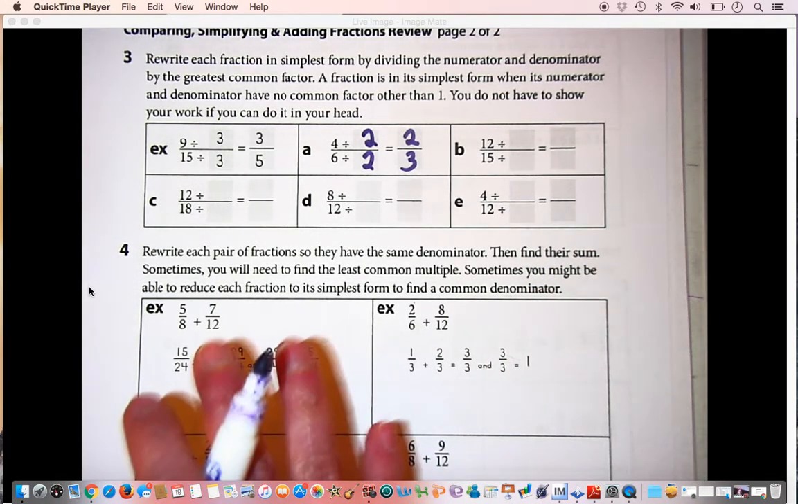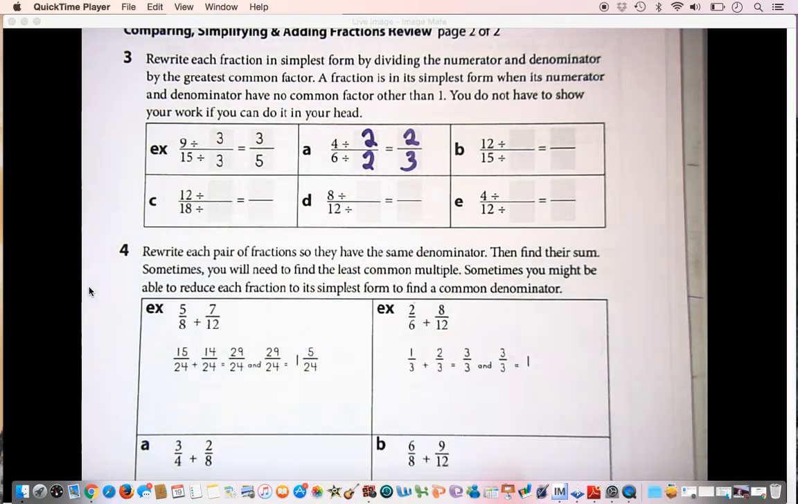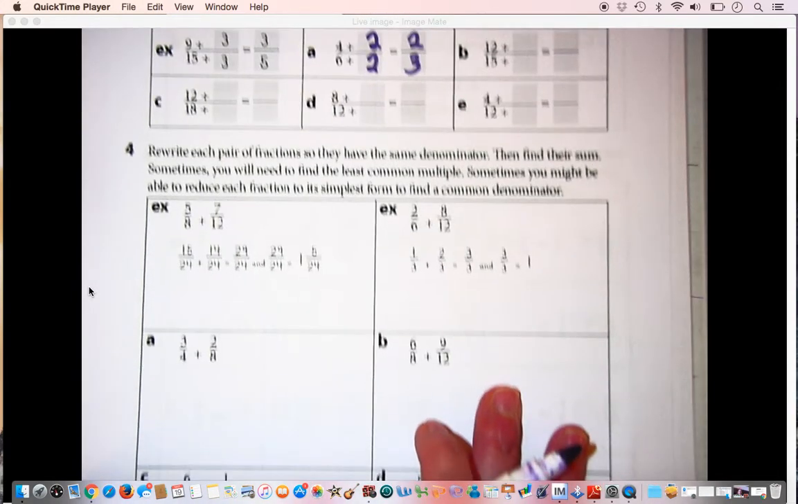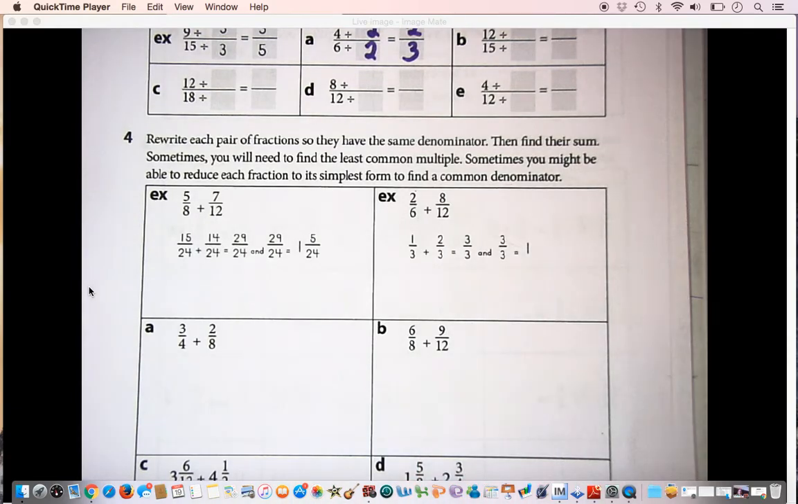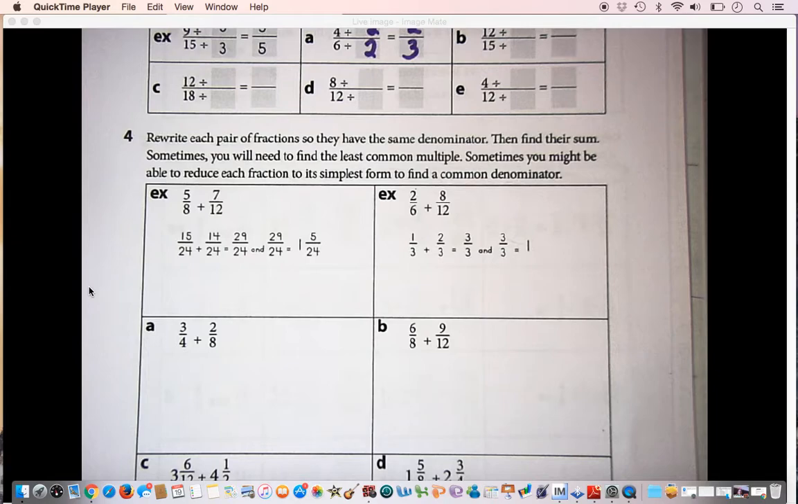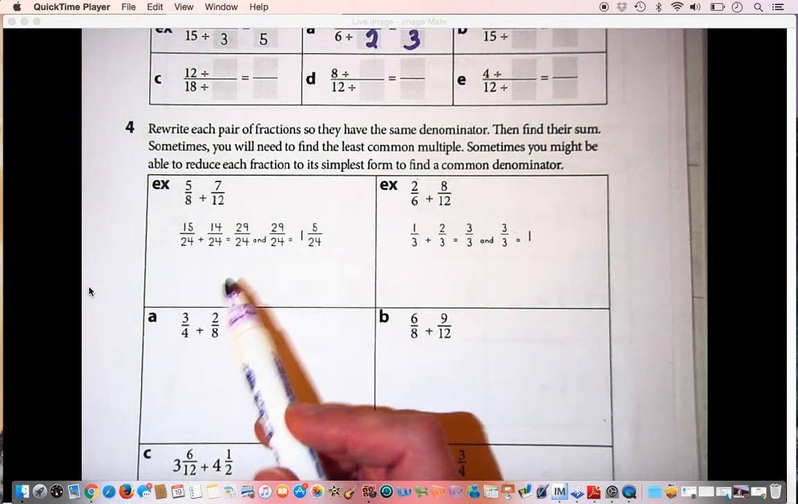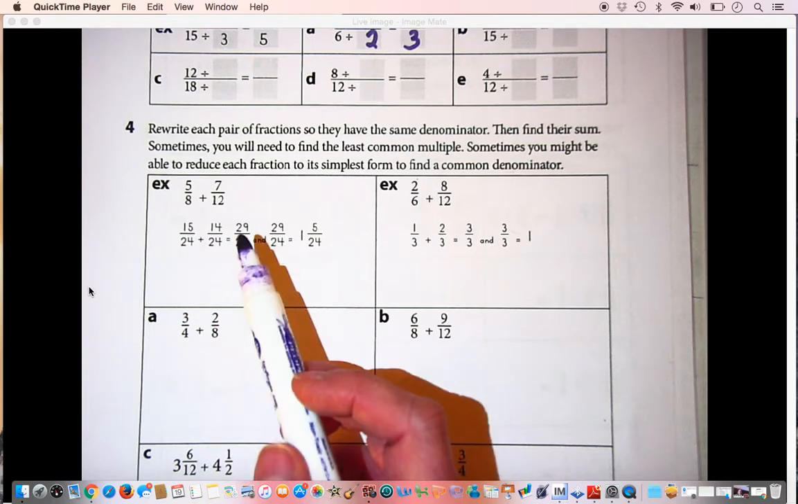Now again, it looks like whatever we do in number 3 is going to help us in number 4. So it says rewrite each pair of fractions so they have the same denominator. Then find their sum. Sometimes you will need to find the least common multiple. Sometimes you might also need to reduce each fraction to its simplest form to find a common denominator. Okay, so let's look at the examples. We have 5/8 plus 7/12.